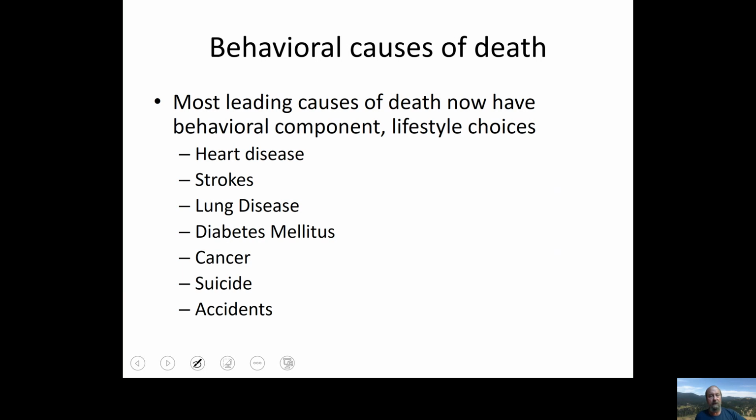So most of the things today, well, all but one. Most of the leading causes of death in the Western world are behavioral diseases. So heart disease, smoking, strokes, smoking, high blood pressure, lung disease like cancer, also smoking, lack of exercise, diabetes, etc. Diabetes mellitus, it's actually diabetes mellitus type 2, by the way. Various other types of cancers, suicide, and accidents.